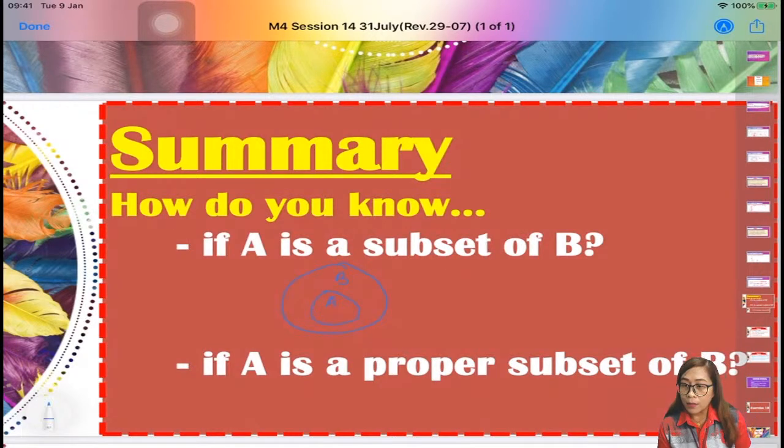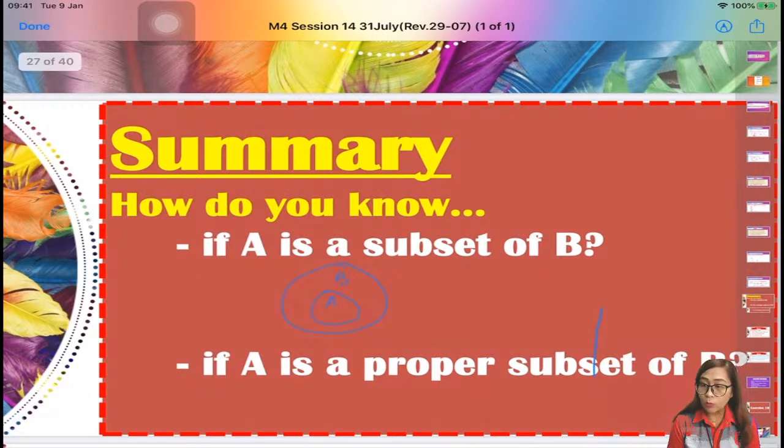Okay. How about proper subset? How do we know that A is a proper subset of B? What are the conditions for this? Okay, before we move on, how do we know if A is a proper subset of B, students? Okay, I'm waiting for your answer.